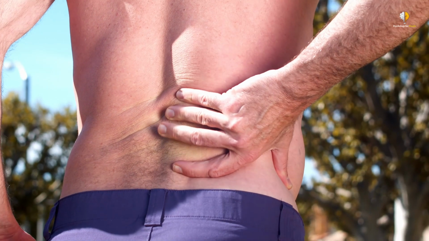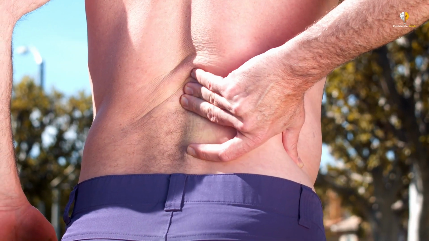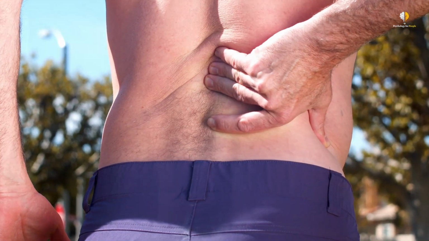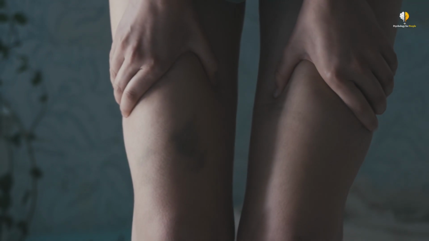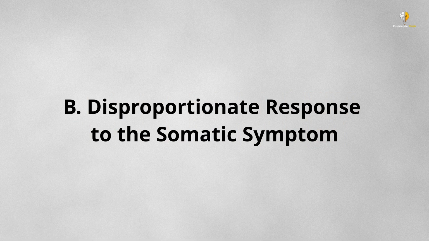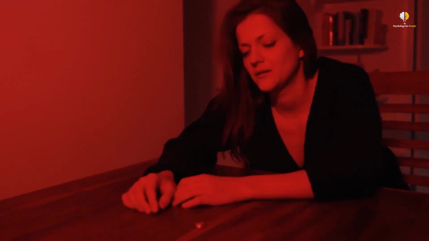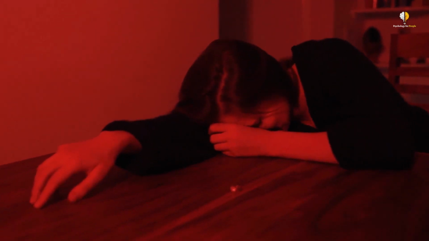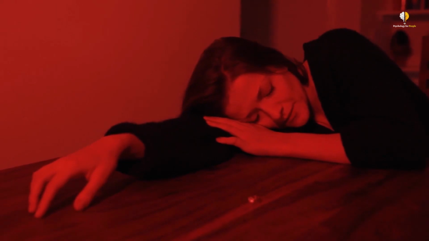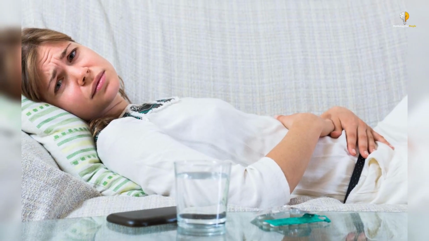These symptoms range from mild to severe, with pain being the most common symptom reported, followed by fatigue, muscle weakness, and shortness of breath. B. Disproportionate response to the somatic symptom. The individual will have exaggerated thoughts, emotions, and behaviors in response to the symptoms, and this may result in anxiety about a possible associated medical condition.